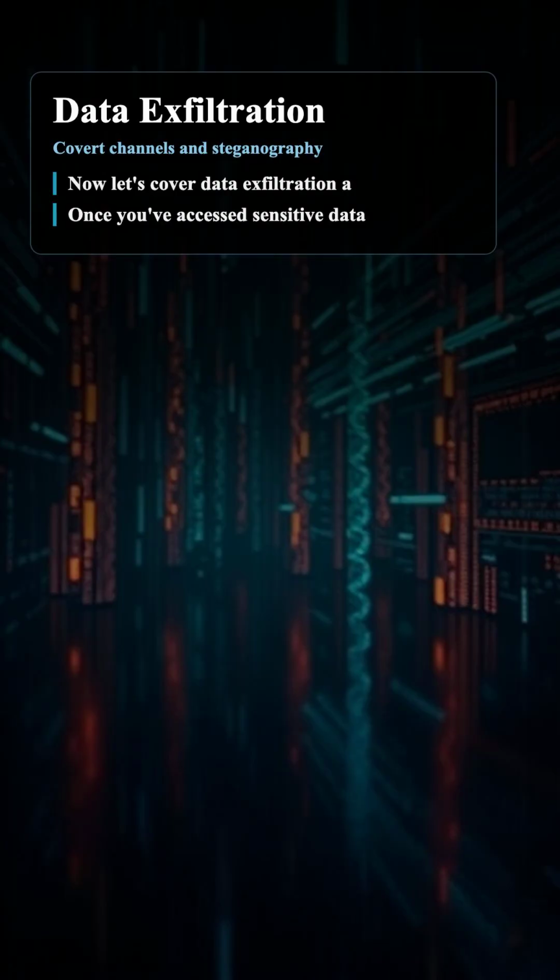Now let's cover data exfiltration and covert channels. Once you've accessed sensitive data, you need to get it out without being detected. This is data exfiltration, and defenders are actively watching for it. Covert channels are techniques that hide data transfer within seemingly normal traffic. Steganography embeds data in images, audio, or video files. DNS tunneling hides data in DNS queries. ICMP can be used as a covert channel by embedding data in ICMP packet fields.